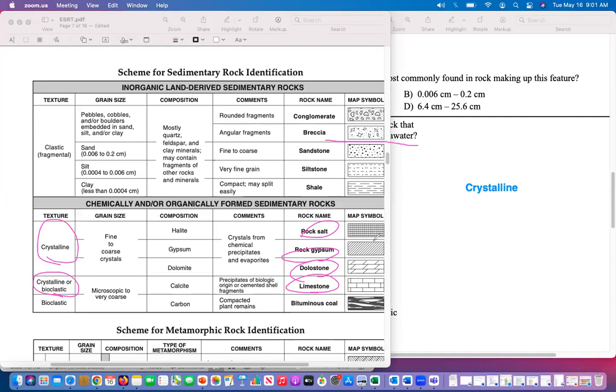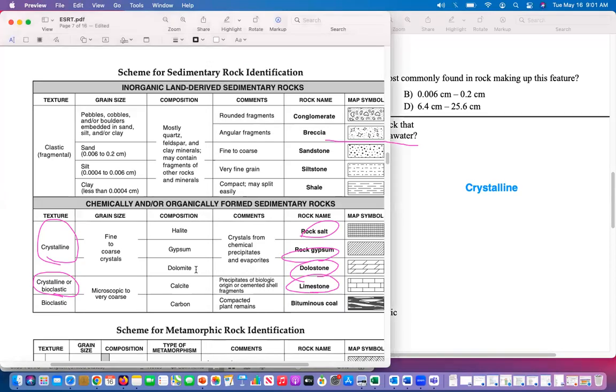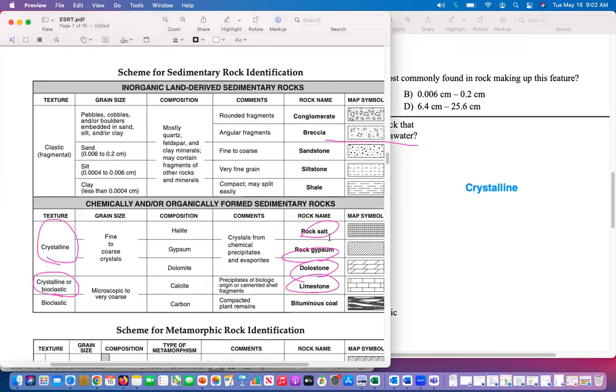Now, which of these map symbols do I see here? And the only one that makes sense when I'm matching them up is choice B. Choice B is what I see. How do I know that? Look at the symbol for map B with these tiny squares. And if you take a look, the tiny squares is located right here.